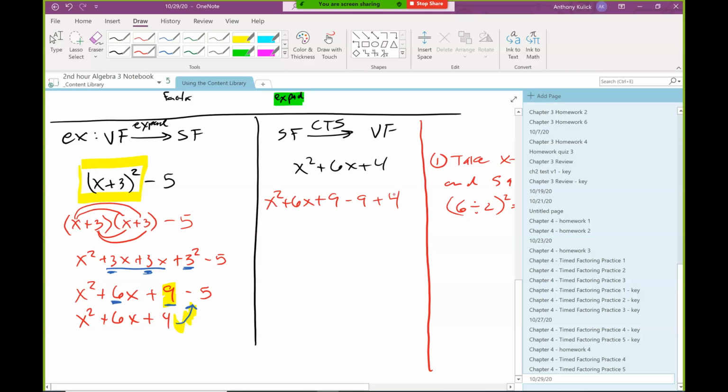Is everybody okay there? So notice I really haven't done anything. I just added 0, which is nothing at all. Okay? So if I take a look at this piece, x squared plus 6x plus 9, this is going to factor. What two things multiply to give me 9 and add to give me 6? 3 and 3. And I know x plus 3 times x plus 3 is x plus 3 squared, and negative 9 plus 4 is negative 5, and I'm back where I started.